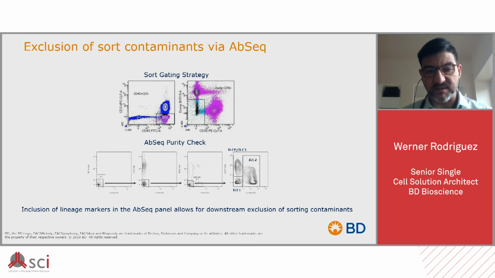So we take advantage of the specificities for the purity check that we have included in our AbSeq panel, this panel with antibodies conjugated with oligos, and we use it for quality control. This allows us to gate and analyze specifically, focusing our analysis on the groups of cells that were really interesting for us. And as you see, this avoids us having to eliminate a sample that otherwise would not be useful.